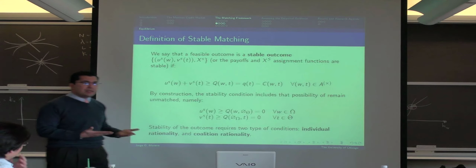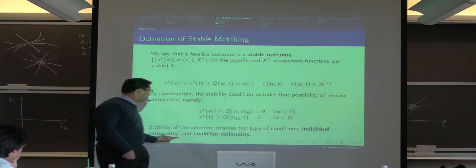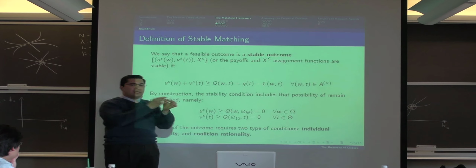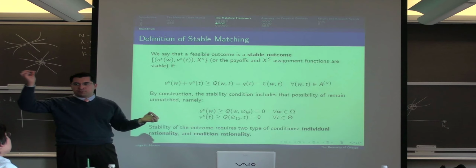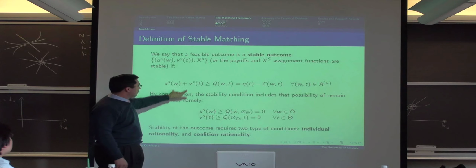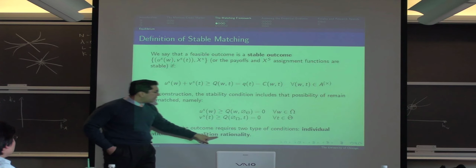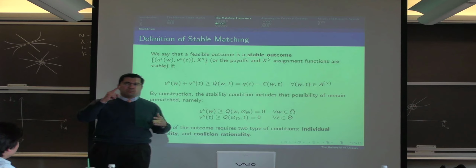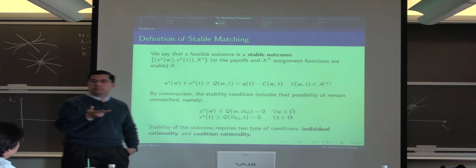So this stability condition has two requirements. One is individual rationality, which, given the assignment, which is basically having one bank and one client for all the mapping of possible combinations we have, and these payment functions, the guy should be better off than by being outside the market. And the second is coalition rationality. That means that no bank and client can do better with another bank or client respectively.